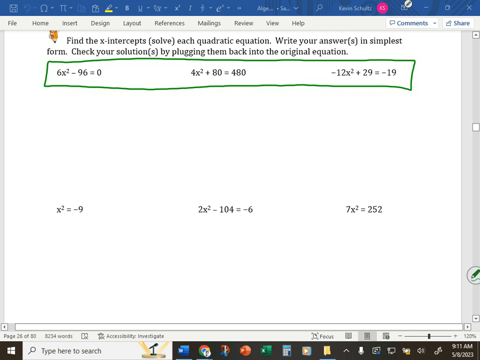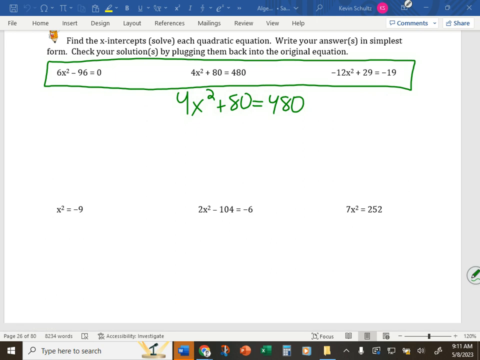Now, the second one always throws people off, okay? Because you're like, wait a minute. There's already a number on both sides there. But if our goal is to get x by itself, even though this doesn't equal 0, that's okay. What would our first step still be? Subtract 80. Move the constant over. Whether this is a 0 or a 480 or whatever it is, your first step is to move that constant over. Once you subtract 80 from both sides, now it looks very similar to the other ones that you did for practice.